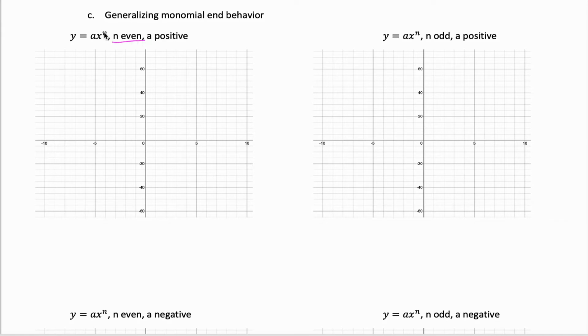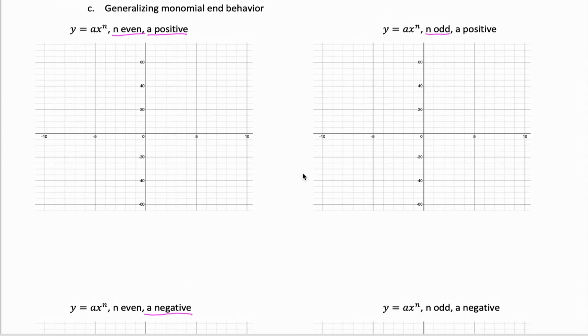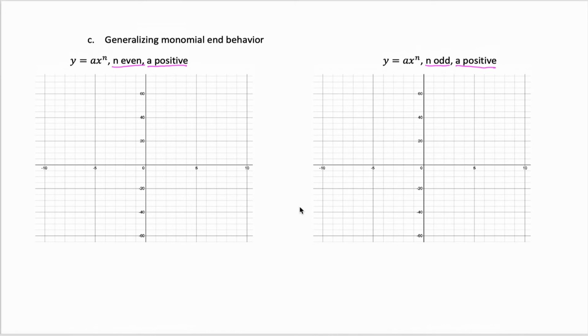So whether n in this formula is even or odd, and whether the coefficient, the number out in front of the x, is positive, so if a is positive, or negative, so if a is negative. That leaves us with 4 different options: n even a positive, n odd a positive, n even a negative, and n odd a negative. If you can come up with those 4 different end behaviors, you can completely describe end behavior for any monomial, which turns out is all we need to describe the end behavior for any polynomial.